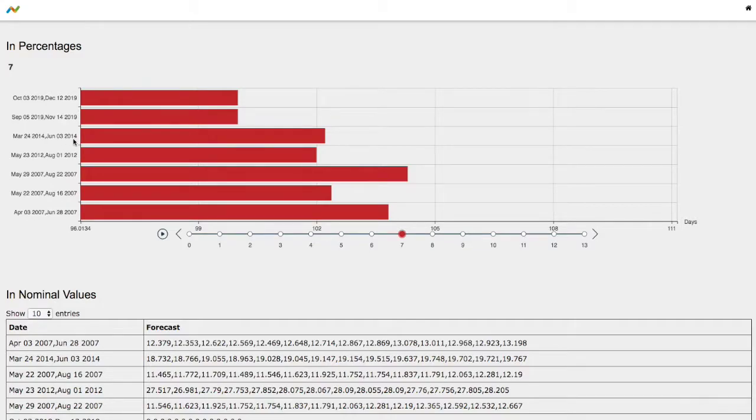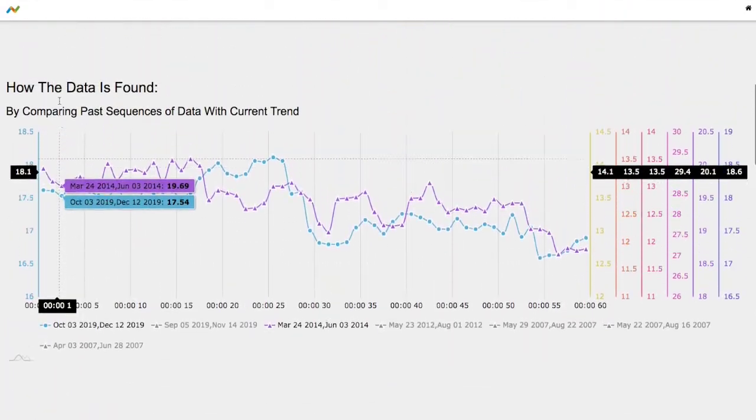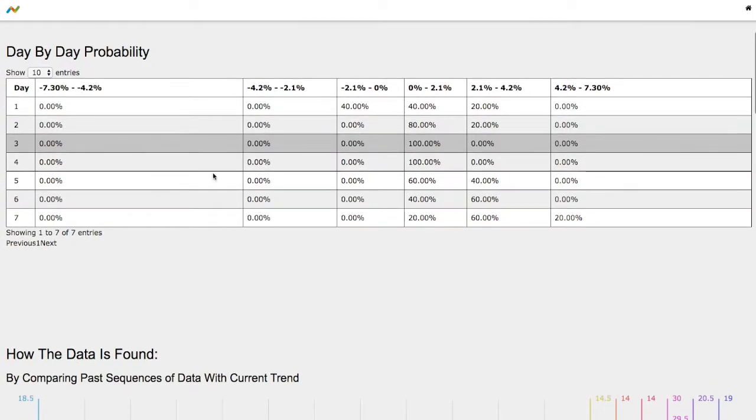So the model that we just examined was March 24th to June 3rd, 2014. Back then, silver was up around 2.2%. So we may see a reversal or a steady climb up in the next coming days, a very gradual, steady climb in price. So let's head to the day-by-day probability model.